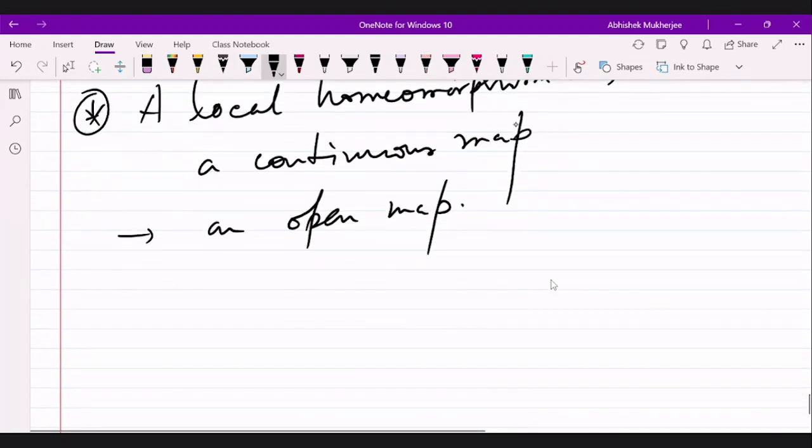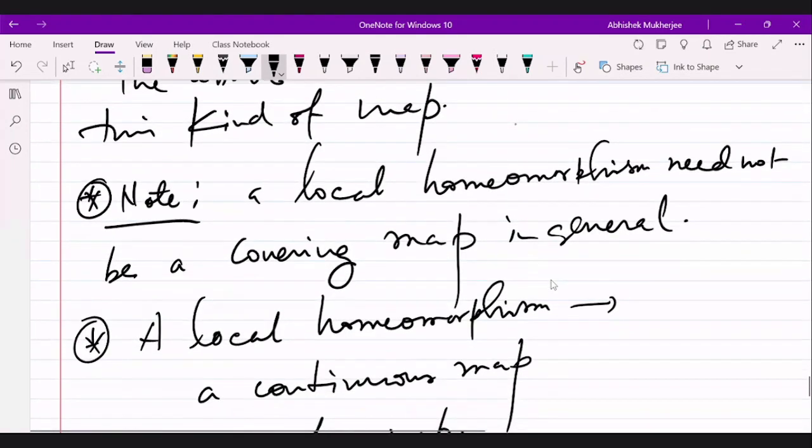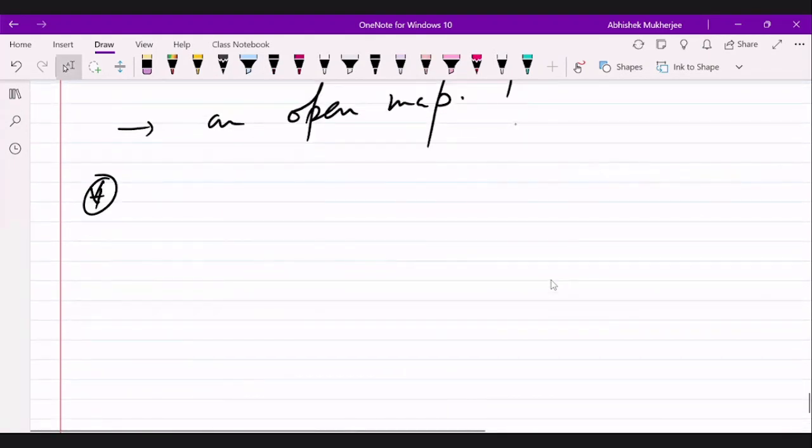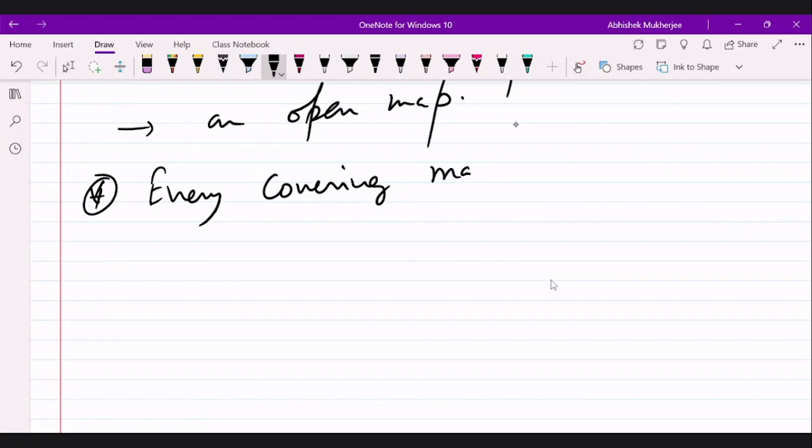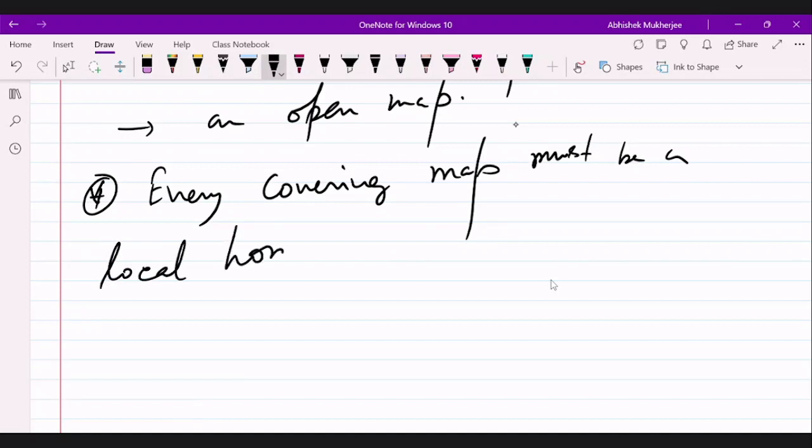So these are true. And also the converse part of this note is true: every covering map must be a local homeomorphism. Okay. Just do it. So left as an exercise.